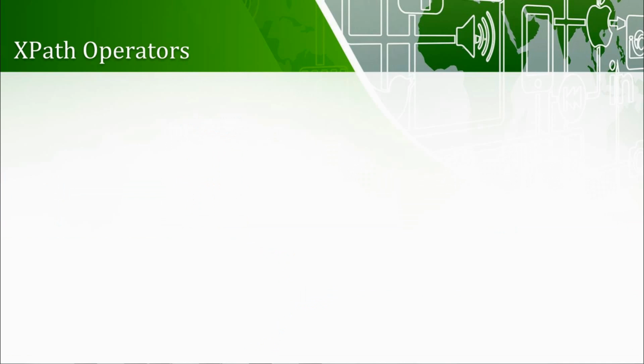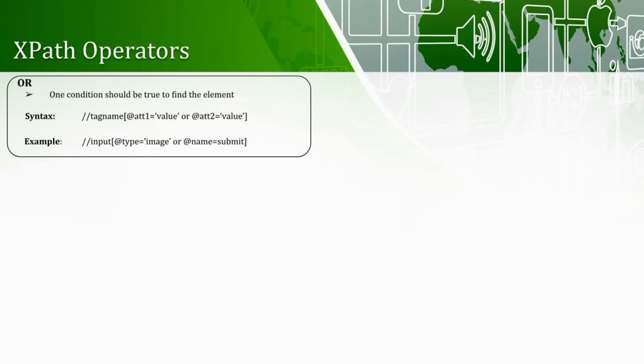Let's see XPath operators. In this we are going to cover 3 operators. First operator is OR operator. In OR we have 2 conditions, condition 1 and condition 2. When either one condition is true, we are able to locate the element on the web page. The syntax is //tagname[@attribute1='value' or @attribute2='value']. So we are using 2 conditions, and for that we require 2 attributes.